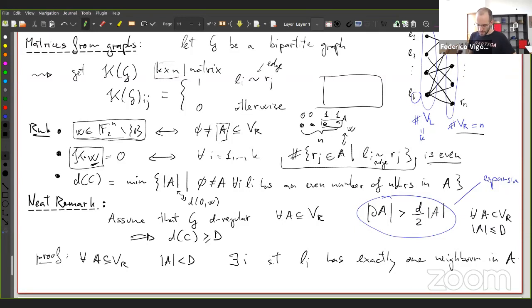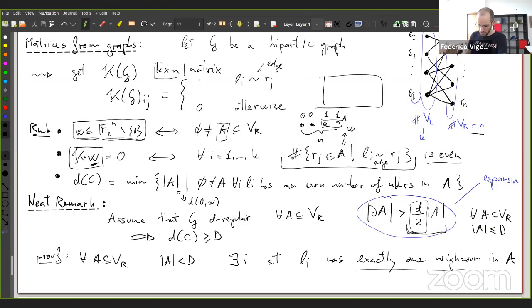This is just by a counting argument, because if you have more than one neighbor, then you must have at least two. But since the degree is bounded by d, and here you have this d over 2, then you must remain with something else. So there is at least one element that has only one neighbor in A, because otherwise you couldn't possibly make up all the size of the boundary. And since it has exactly one neighbor, in particular it is an odd number. And so the word associated with A is not going to belong to the code, and this shows that the code has distance d.